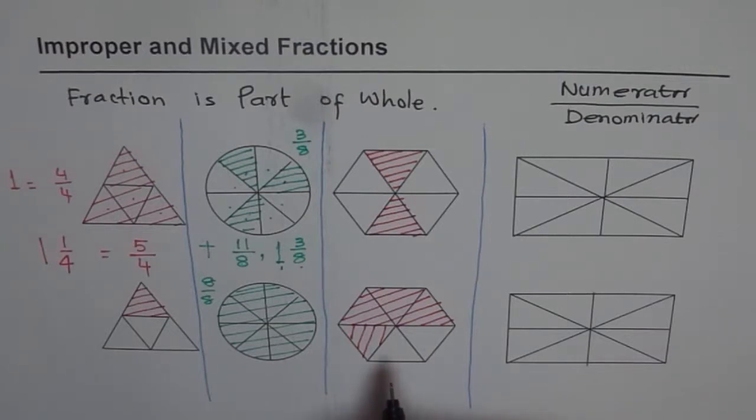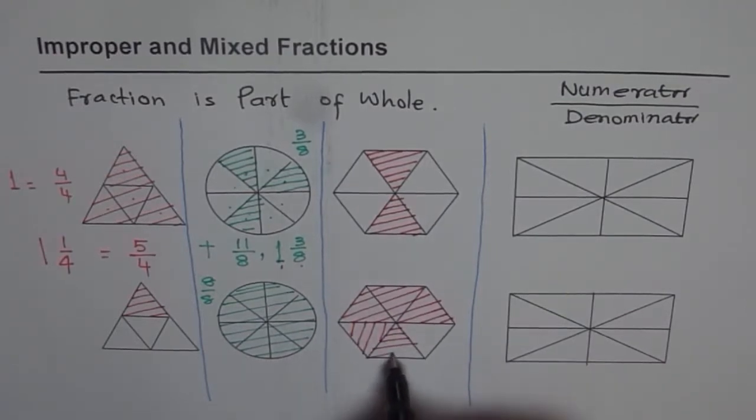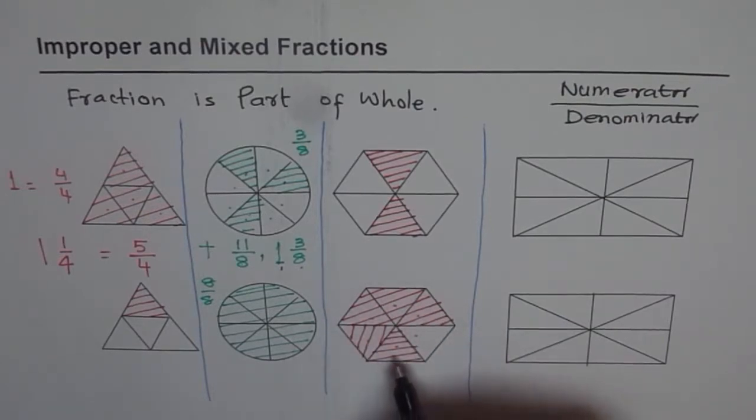Okay, let's first go for improper. Improper means the numerator should be greater. So how many is each? I have to shade all but 1. So let me shade all but 1 in this case, right? And then let's figure it out. There are how many triangles here? Equal triangles in a hexagon are 1, 2, 3, 4, 5, 6, right? So this regular hexagon has been divided into equilateral triangles, 6 in number, and all are exactly the same.